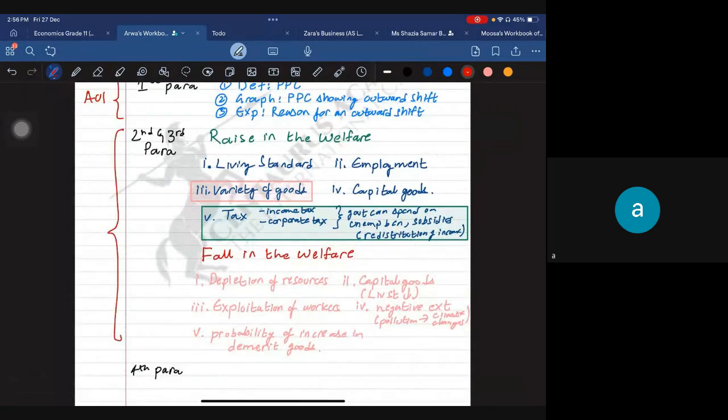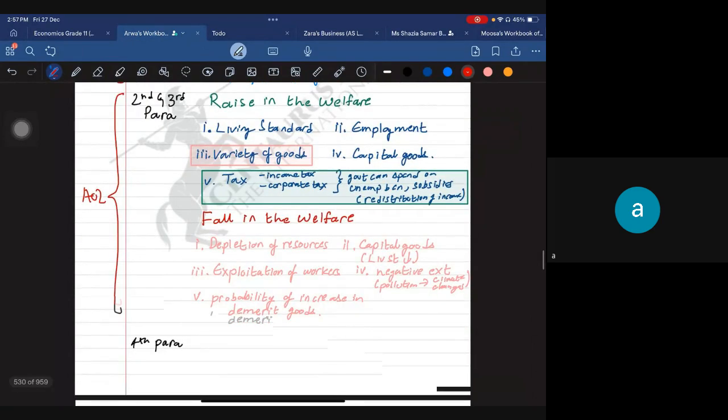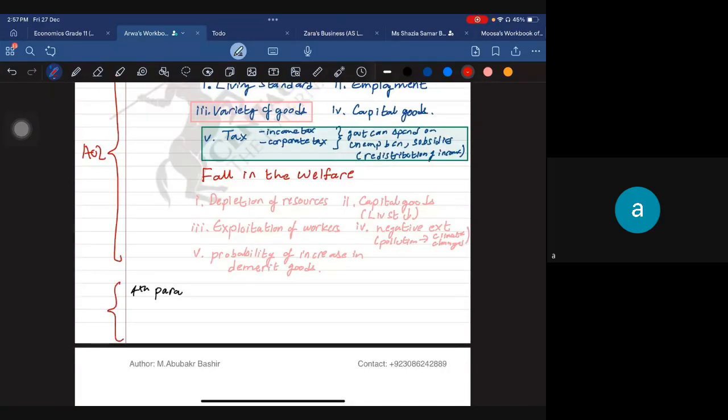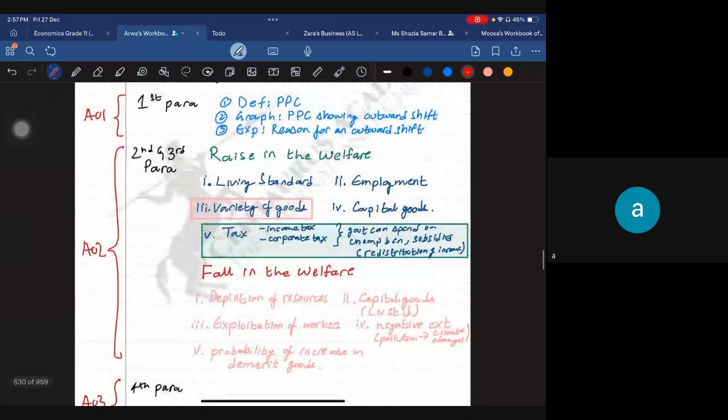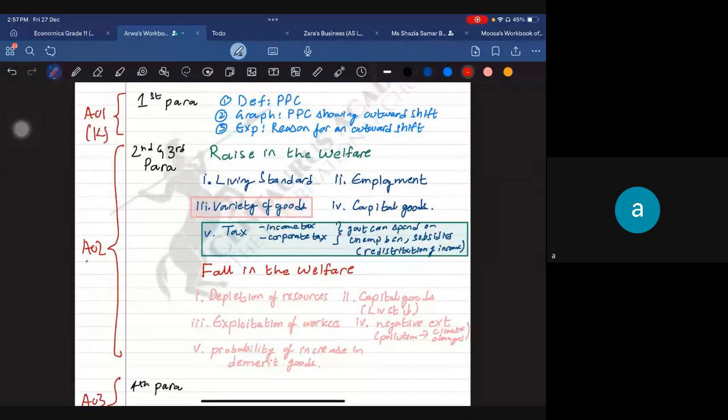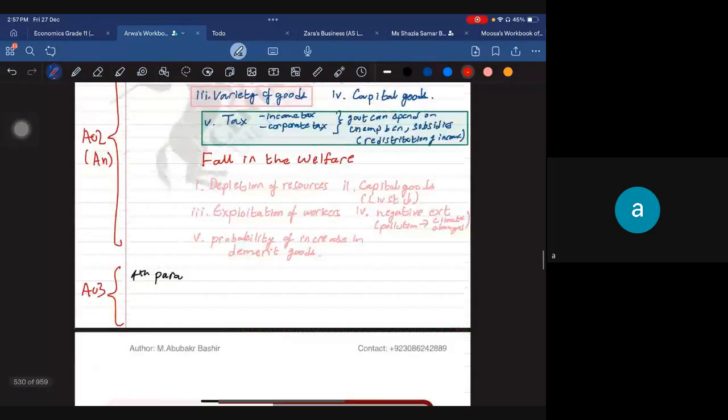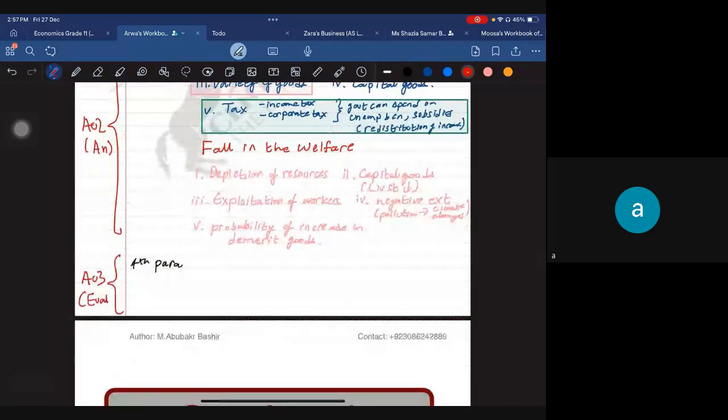So this is AO2. And then the fourth one is AO3, evaluation. Evaluations have to basically evaluate whether it will increase the welfare or not. So you can choose any side.